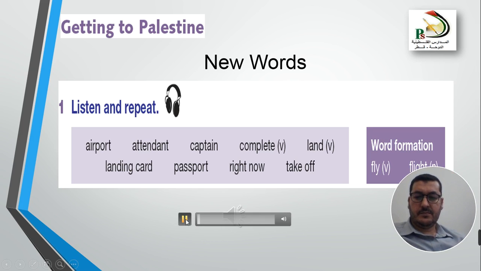Period 1. Activity 1. Airport. Attendant. Captain. Complete. Land. Landing card. Passport. Right now. Take off. Word formation. Fly. Flight.